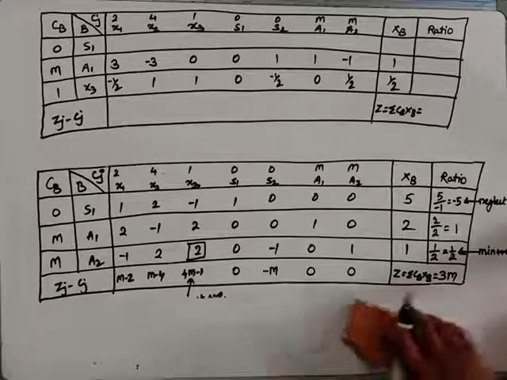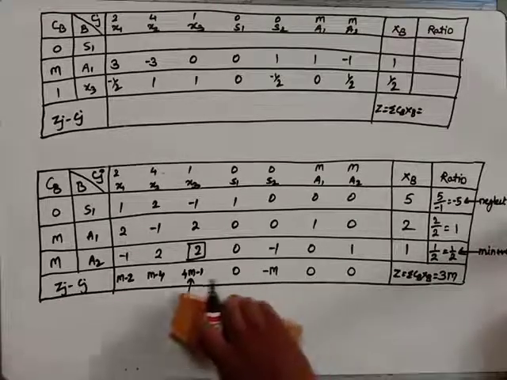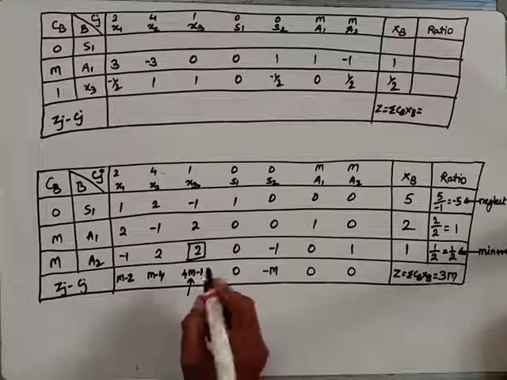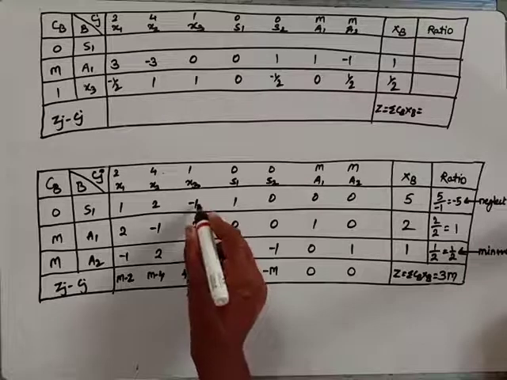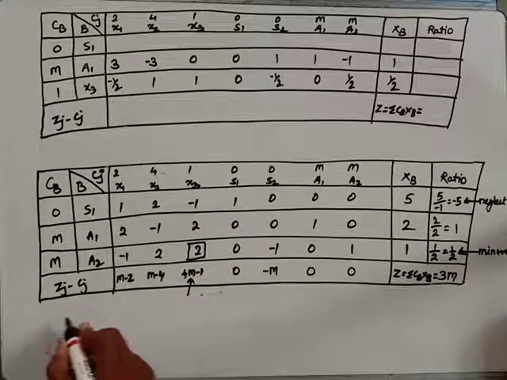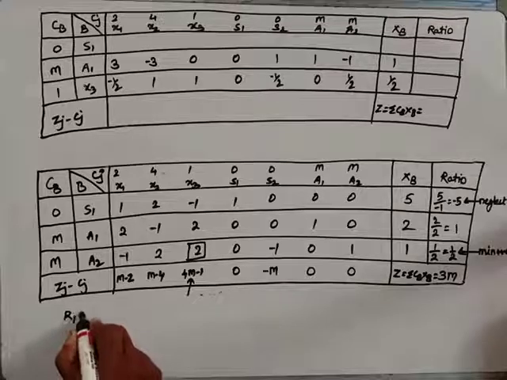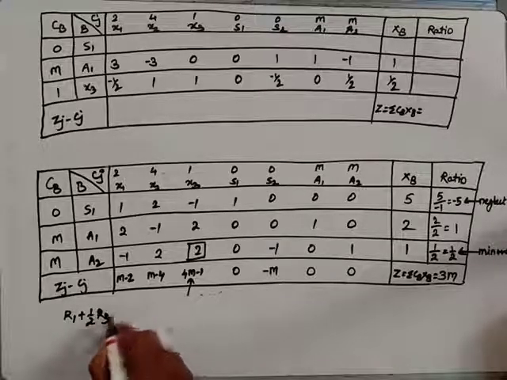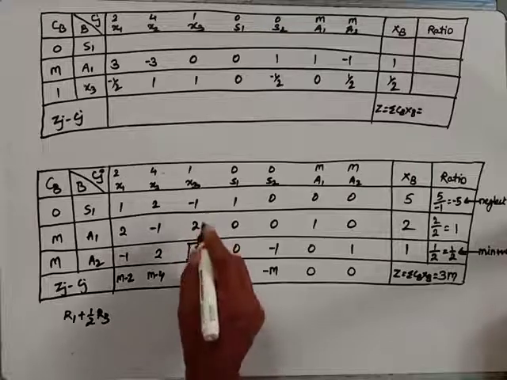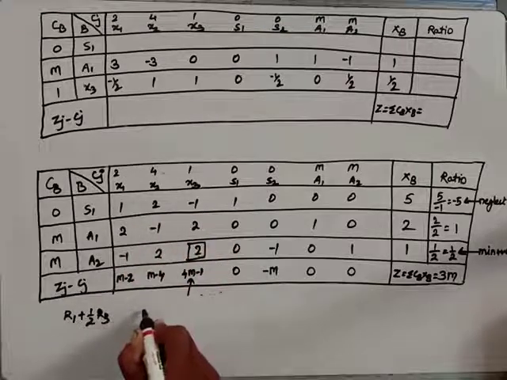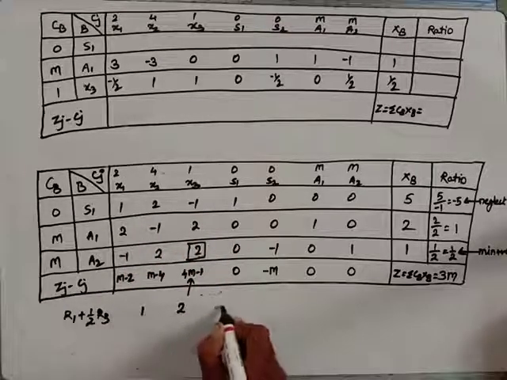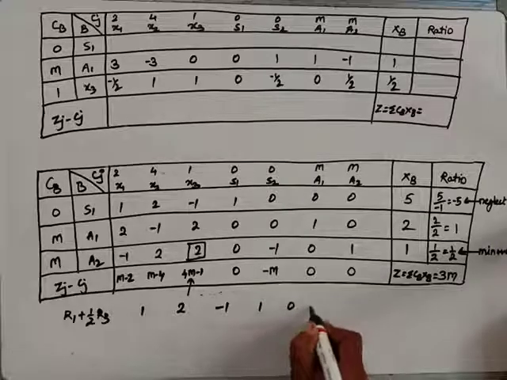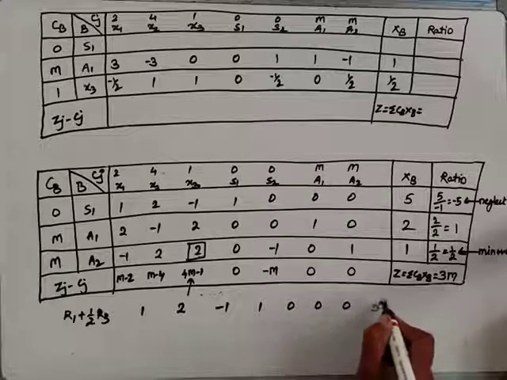R1, we have to do changes in R1. R1 minus or R1 plus, which is negative. So plus, if we will do R1 plus 1 by 2 R3. We are using R3 for that. So what is R1? 1, 2, minus 1, 1, 0, 0, 0, 5.